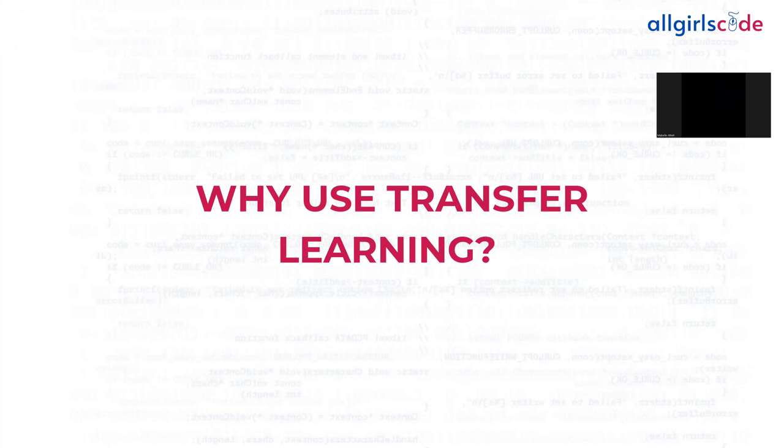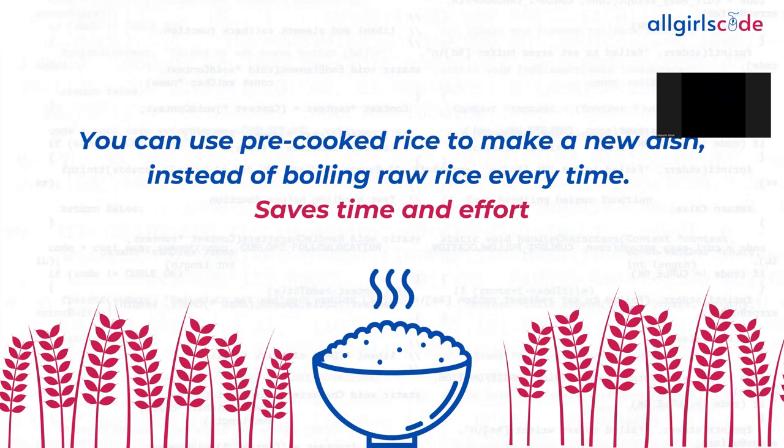Now you might be wondering, why not just start fresh every time? And why should we even use transfer learning? Let's take this example. Think about it. Every time you want to cook something, would you cook raw rice from scratch? Of course not. You use pre-cooked rice if you already have some. And why is that? Because you can save time, gas, and energy. And it tastes just as good. And it's the same thing with transfer learning.